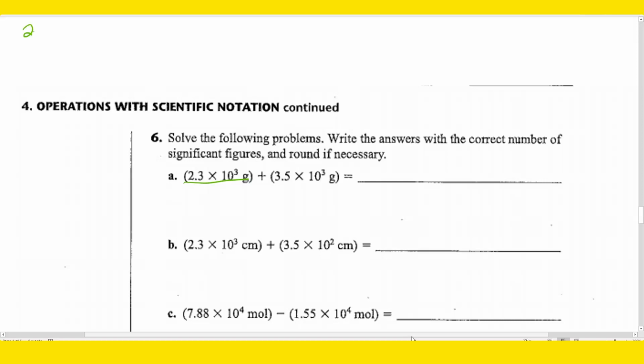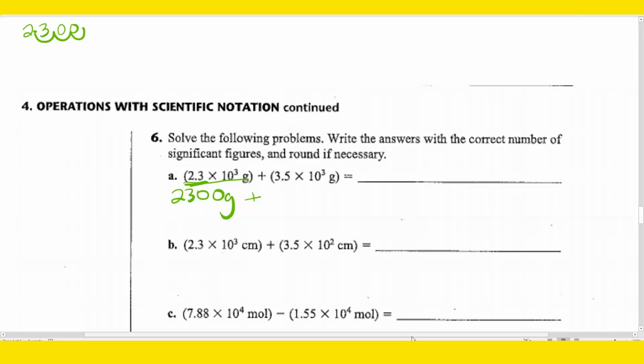So let's go ahead and do it at the very top. 2.3 times 10 to the third. I'm going to move my decimal 3 places to the right. 1, 2, and 3. Fill in with zeros and you get 2,300. We do not put the decimal on the end because we only have 2 significant digits, so we're going to keep our 2 significant digits.